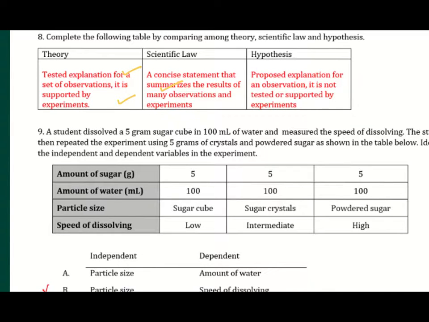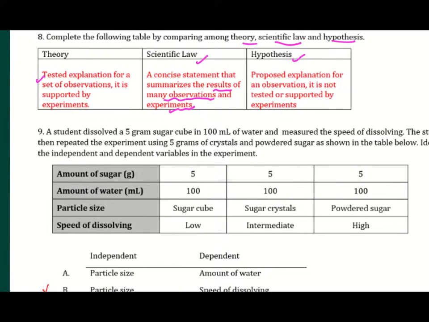Complete the following table by comparing among theory, scientific law, and hypothesis. Theory is a tested explanation for a set of observations, and it is supported by experiments. Scientific law is a statement that summarizes results of many observations and experiments. So if you got results of many observations and experiments and all of them coincide, meaning they are related or equal, this statement is considered a scientific law.